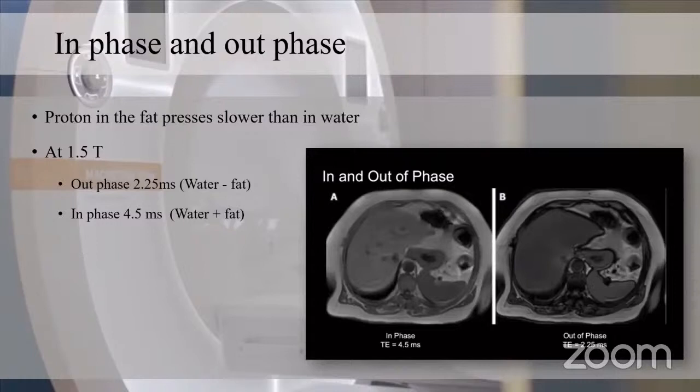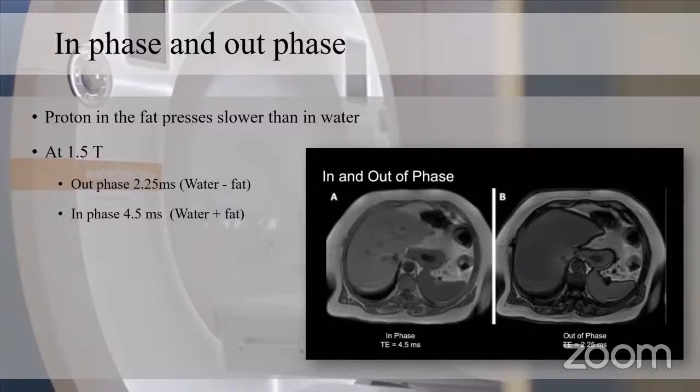When they are in phase, that means aligned, the signals will be added, water plus fat. And when they are out of phase, they are opposed, and at that time the signals are subtracted. This addition and subtraction of the signal happens when they are in a single voxel.